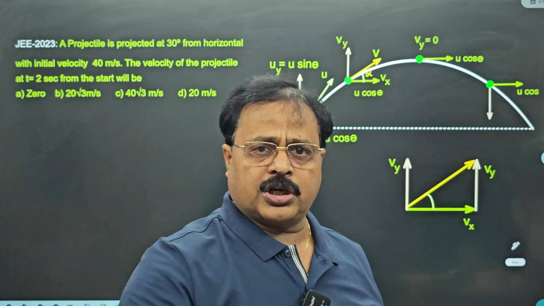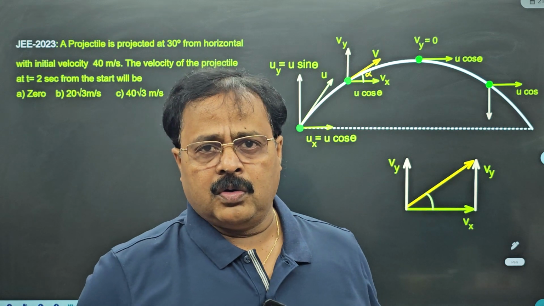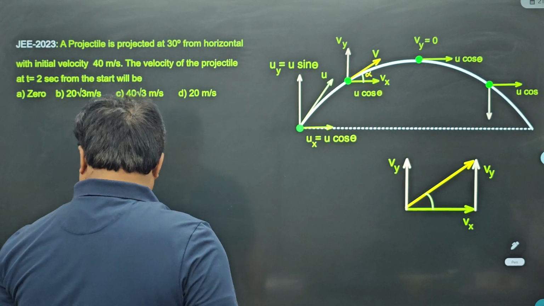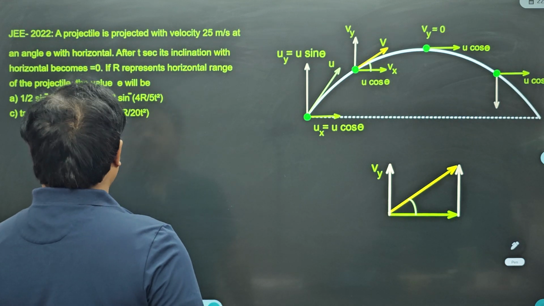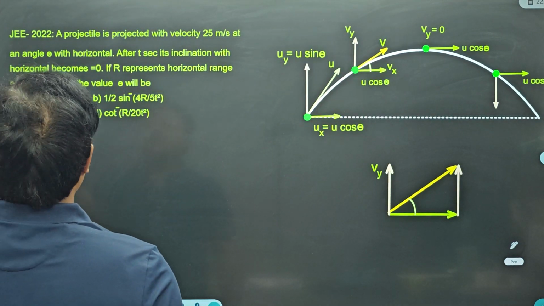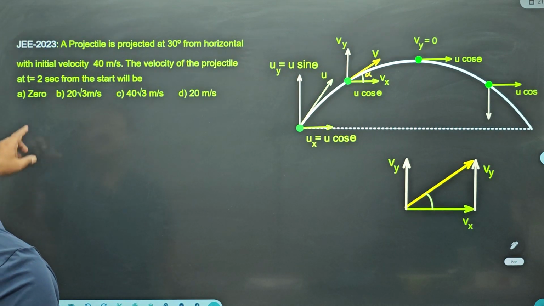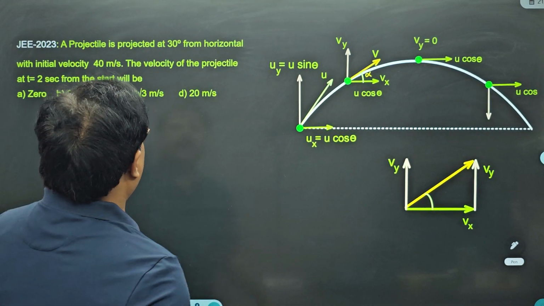oblique projectile motion. Let us solve some of the numericals from JEE, which have already been asked in the previous exams. Those questions we will solve. Some of the questions we will solve from JEE. Okay, you see here the question, this question was asked in JEE 2023. A projectile is projected at an angle of 30 degree.